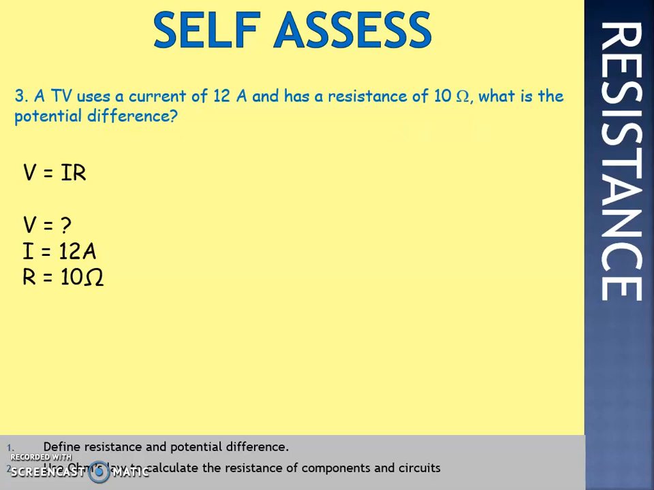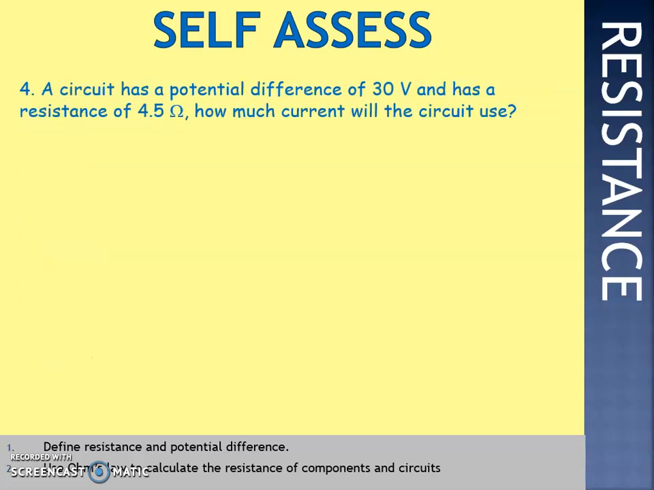Question 3. Write out my equation and get my values from my question. V equals IR, so that would be 12 times 10 in this case, giving me 120 volts.